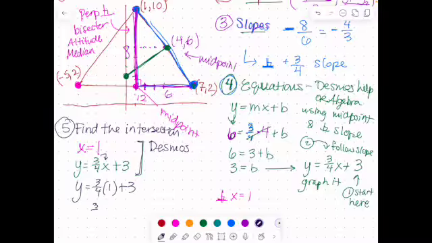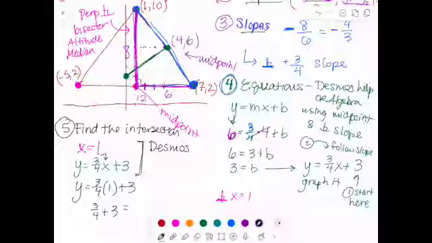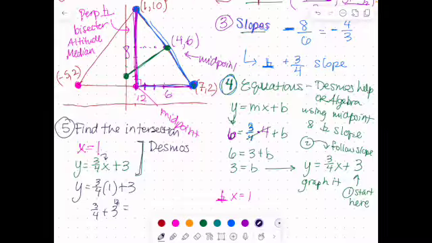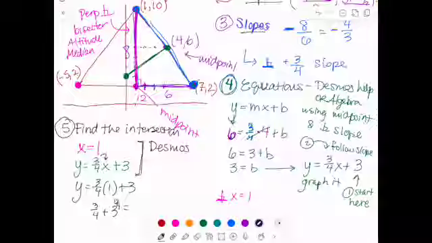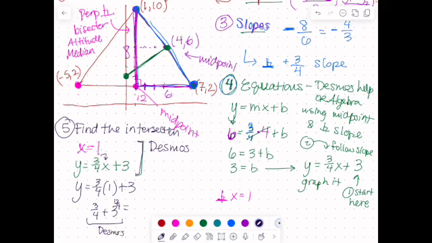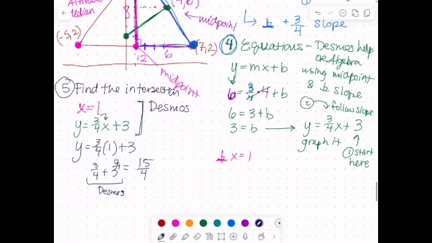So 3/4 plus 3 would be the same thing as, so 3 would be 12/4, so that they would have the same like term. But you can, again, use Desmos to find that part out. And we would get the 15/4. So our intersection is going to be at 1, 15/4 for number 3.